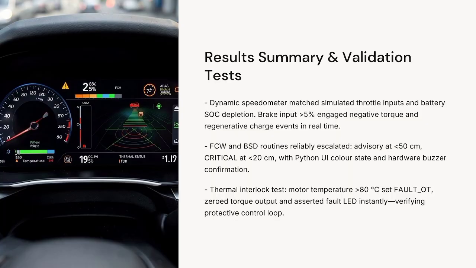Results summary and validation tests. The dynamic speedometer matches simulator throttle input and battery state of charge depletion. Brake input greater than 5% engages negative torque and a regenerative charge event in real time. And the front collision warning and blind spot detection routines reliably escalated as advisory at less than 50 centimeters and critical at 20 centimeters, with Python UI color state and hardware buzzer confirmation.